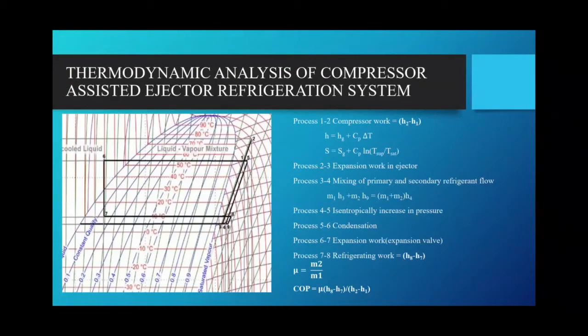Process 4 to 5 is the process of isentropic increase of pressure in the ejector. Process 5 to 6 is the condensation in the condenser. Process 6 to 7 is the process of expansion work, and process 7 to 8 is by far the most important process, where we get refrigeration or the cooling effect. To calculate the cooling effect, the formula used is enthalpy at point 8 minus enthalpy at point 7. To calculate the COP, the conventional formula is used: the ratio of refrigeration effect to the compressor work multiplied by the entrainment ratio.